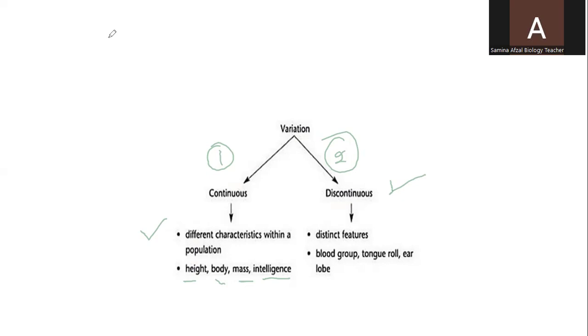For example, the blood groups: only four types of blood groups are available, that is A, B, AB, and O. There is no other type of blood group which can appear in different generations. Other examples are tongue roll and earlobe. In this way, we can say that these are the types of discontinuous variations.